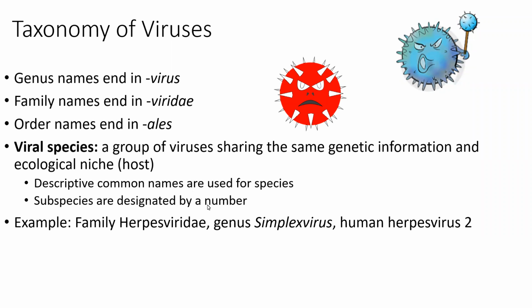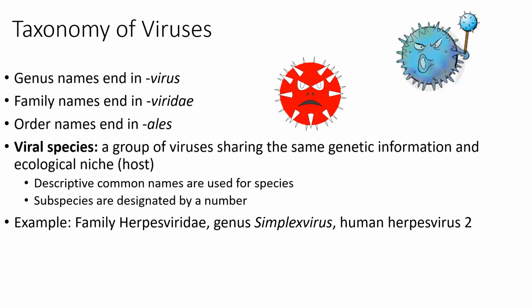Okay, so briefly, the taxonomy of viruses, this is all about naming, okay? So if we're looking more big picture, the order of viruses, a particular set of viruses ends in ALES, okay? Zooming in a little bit, family names end in Viridae, and zooming in farther, the genus name ends in virus, okay? And then the species is going to be those groups of viruses that share the same genetic information and have the same host, okay?